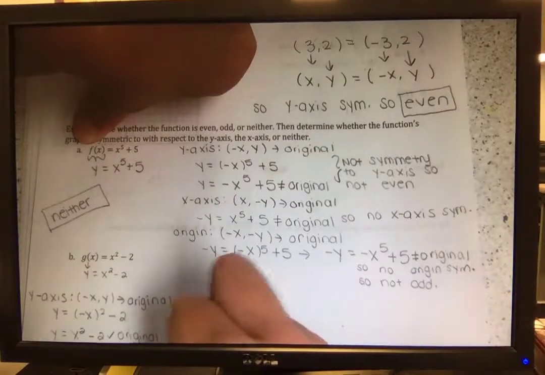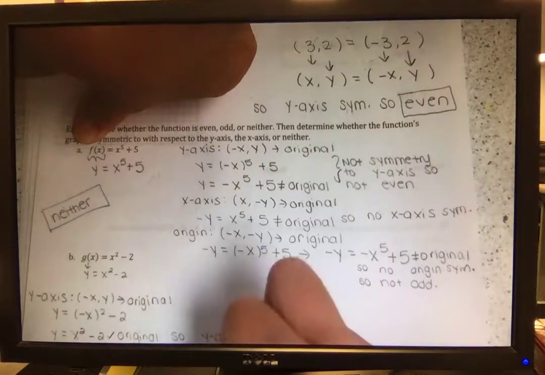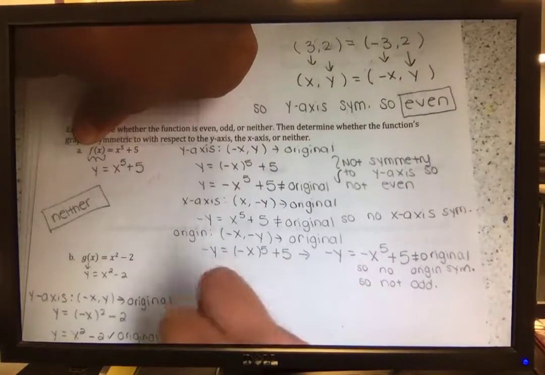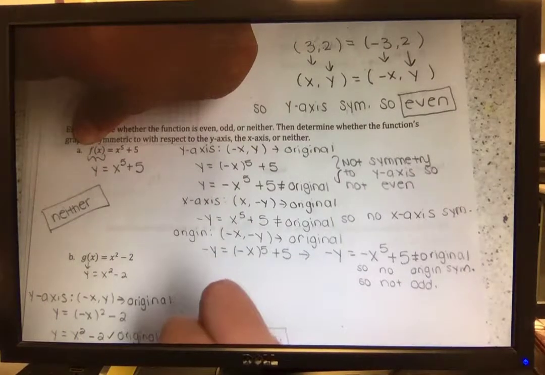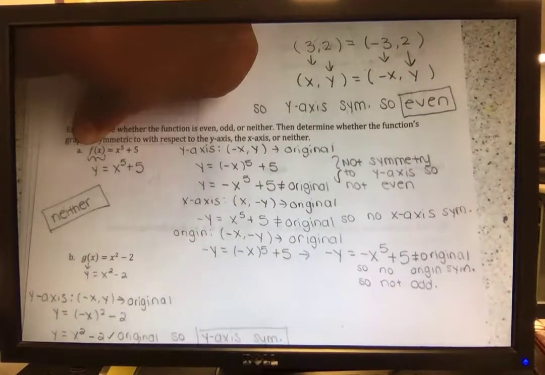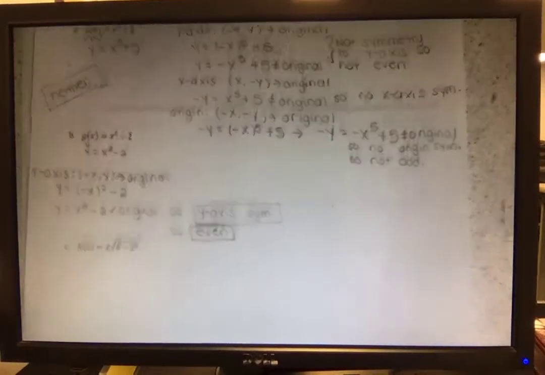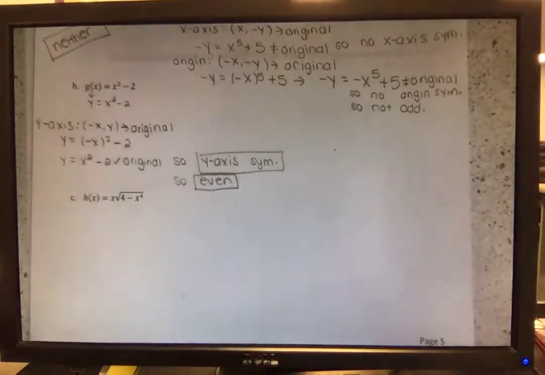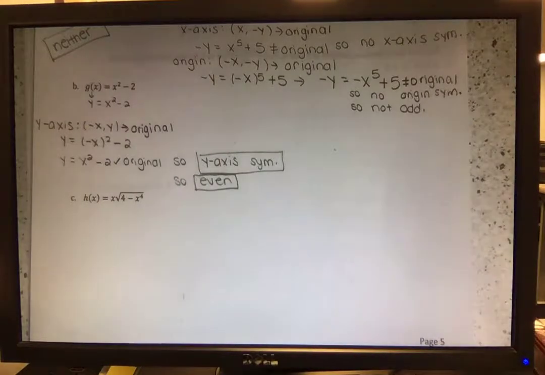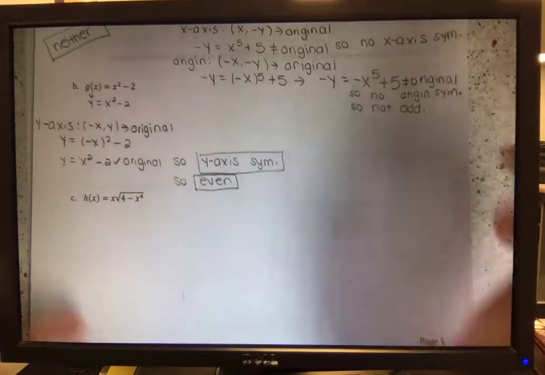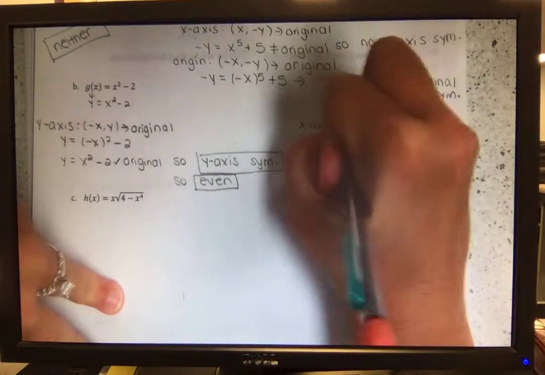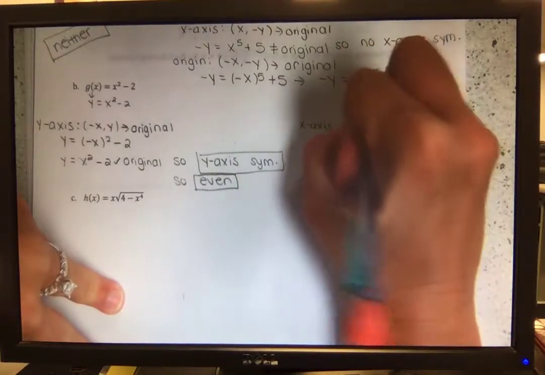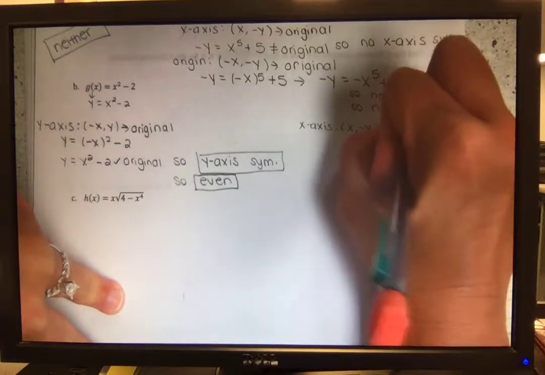So we have y-axis symmetry. So that means it's also even. So kind of know those two things in one. So we know it has y-axis symmetry and we know it's even. So next, testing x-axis symmetry. We're going to plug in negative y to see if we get the original out.